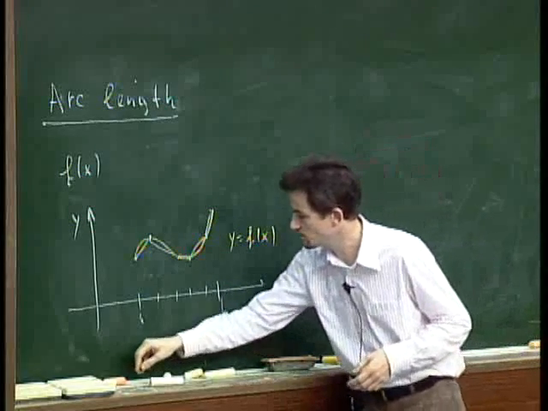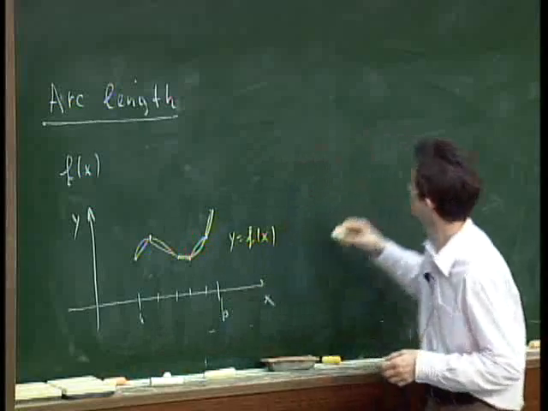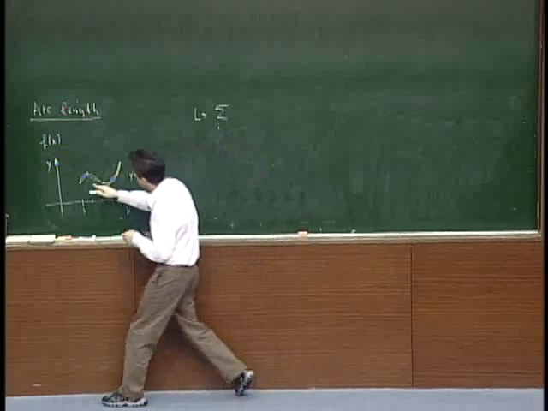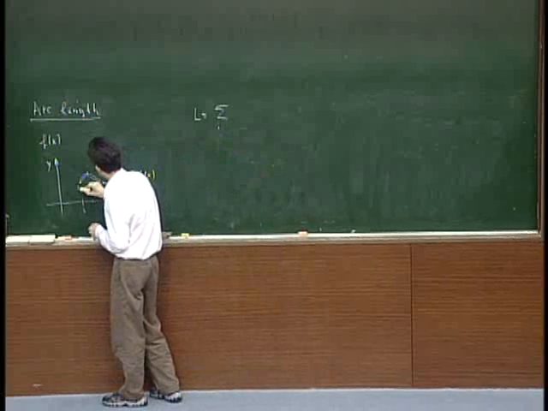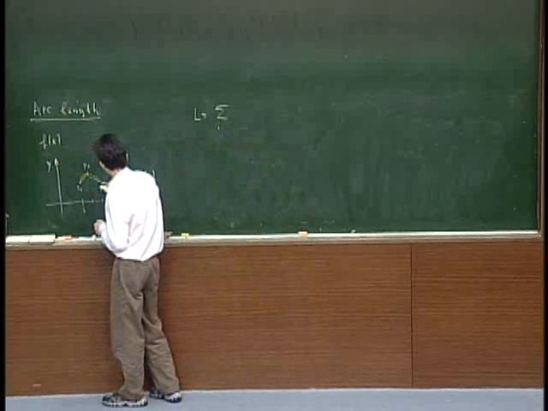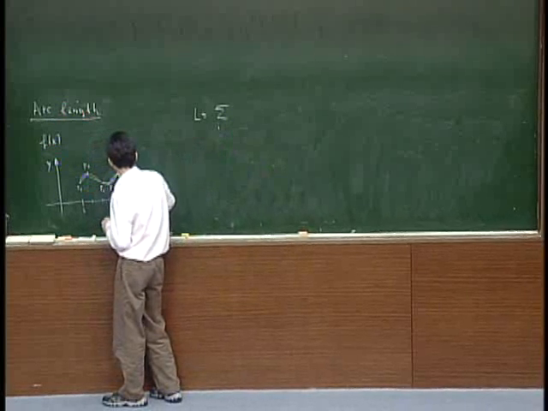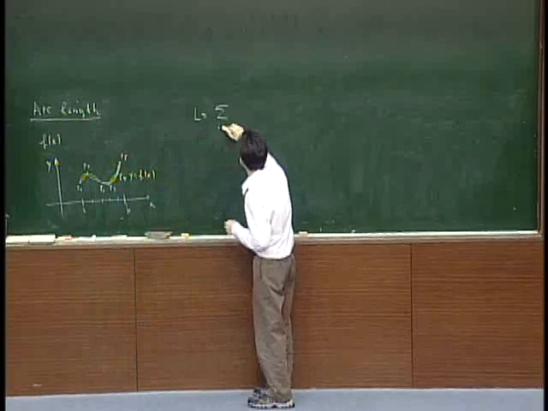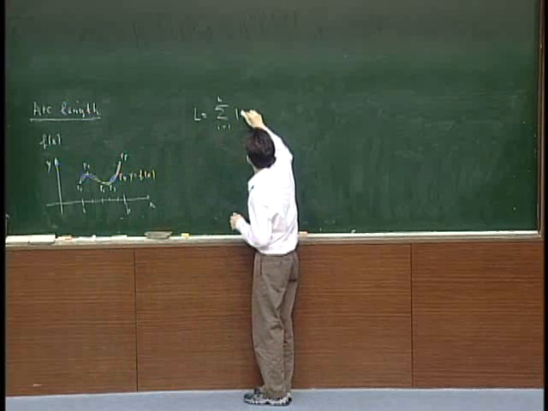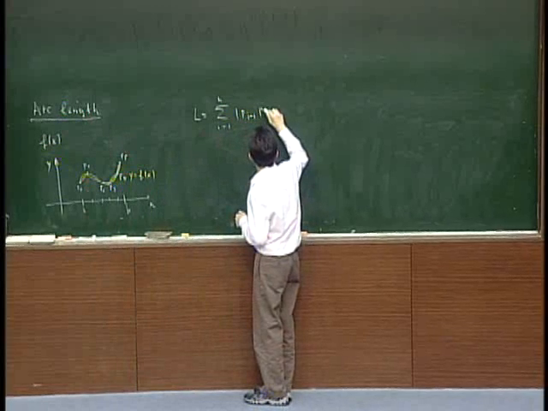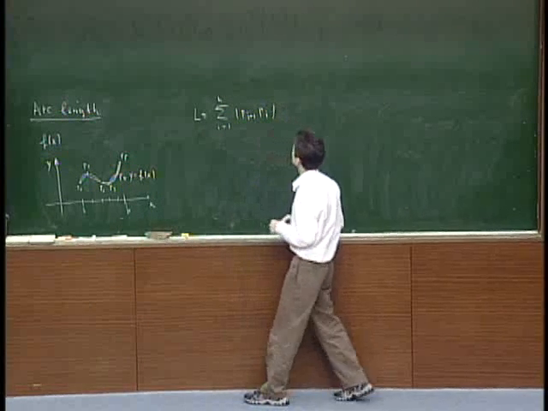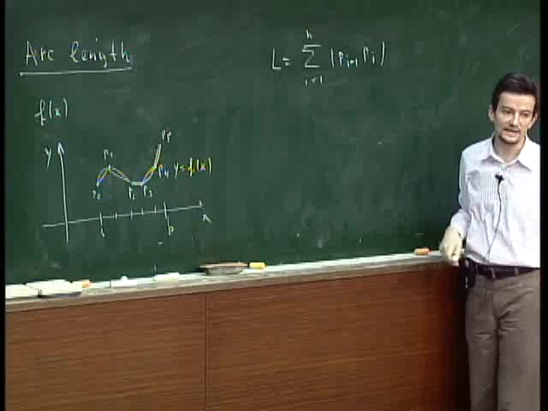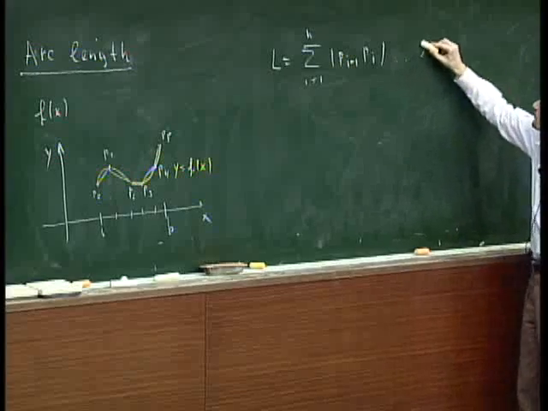Okay, so if we denote by L the length of the polygon, and we denote those points here, let's say this is P0, this is P1, this is P2, this is P3, this is P4, and this is P5, then what we have to do is compute the length of the line between the point P_{i-1} and P_i. So this will be the length of the polygon.